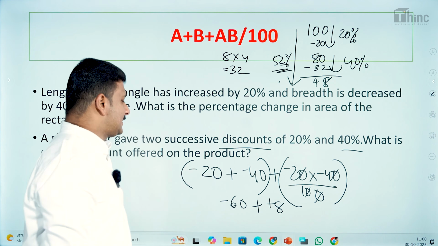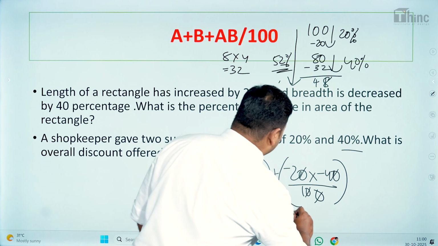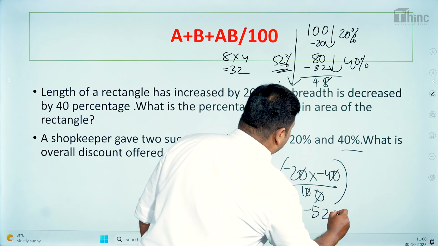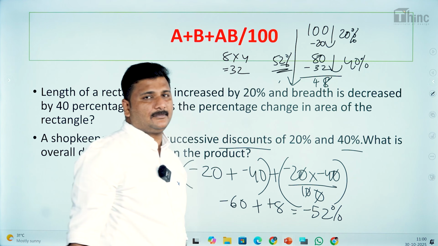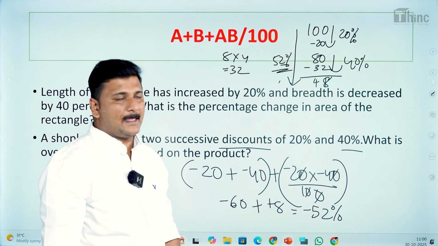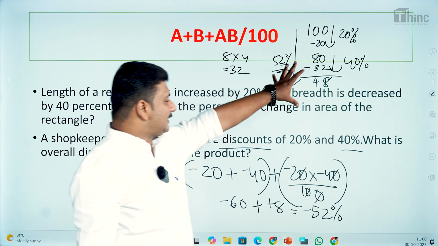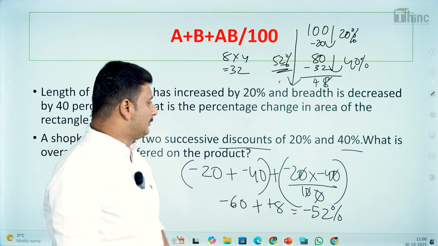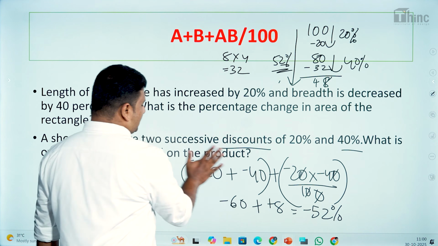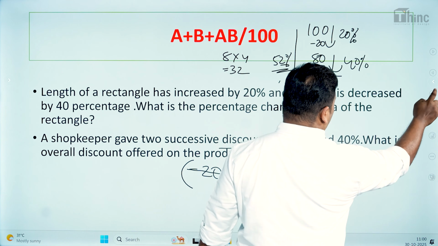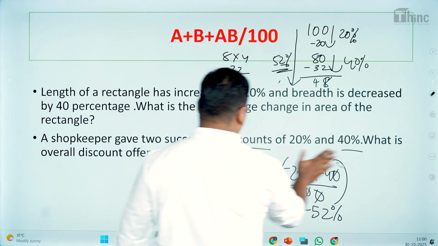So what is minus 60 plus 8? We directly get minus 52. So there is an overall discount of 52%. I hope this is clear for you. So instead of going for trial and error, we can directly use the formula, that is A plus B plus AB by 100. There is another situation where we can actually make use of the same formula. So let me just explain that.